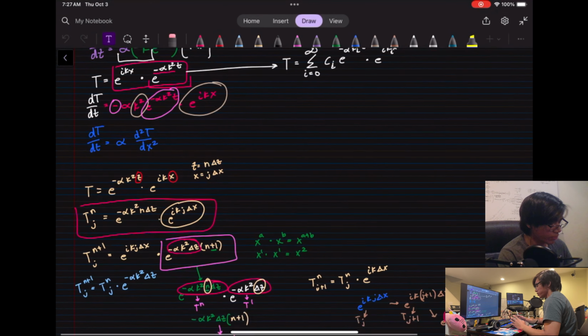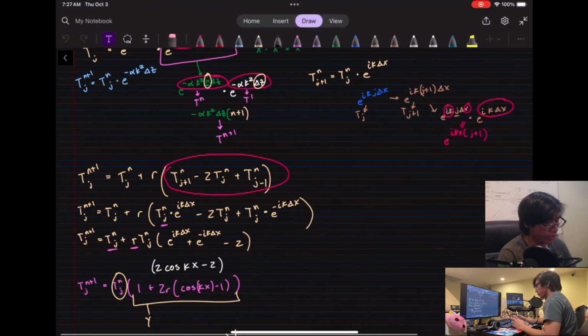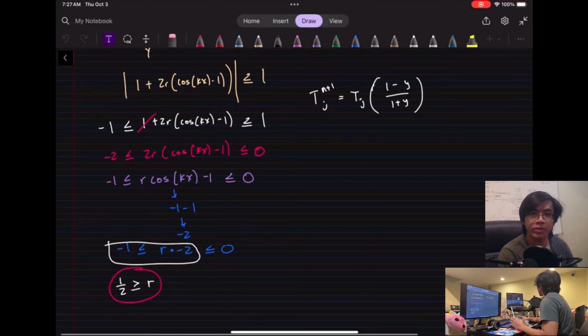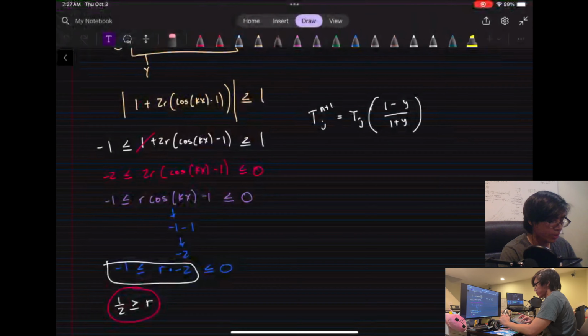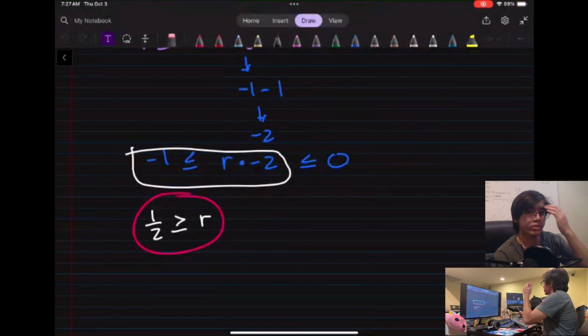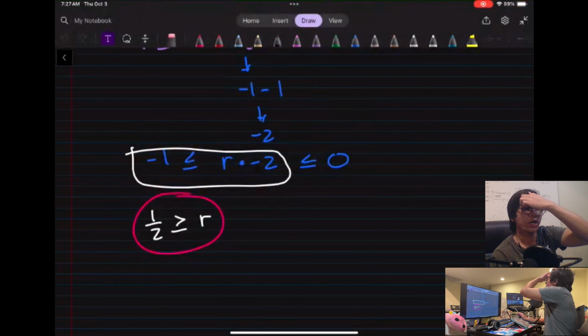After discretizing, of course, we substituted our e to the ikx and Euler identities to eventually solve an inequality showing us that, sorry about that, it looks like it froze a little bit, but you can kind of see here that we had an inequality that showed that our R was actually limited by a value of 1/2.